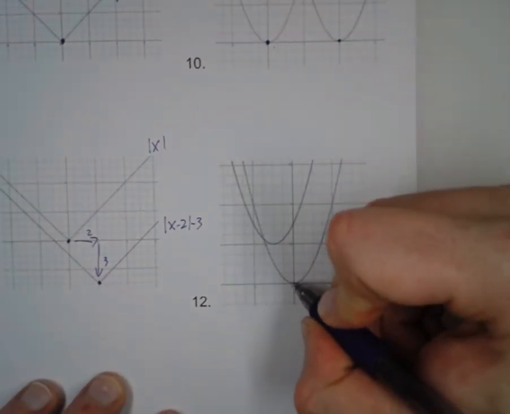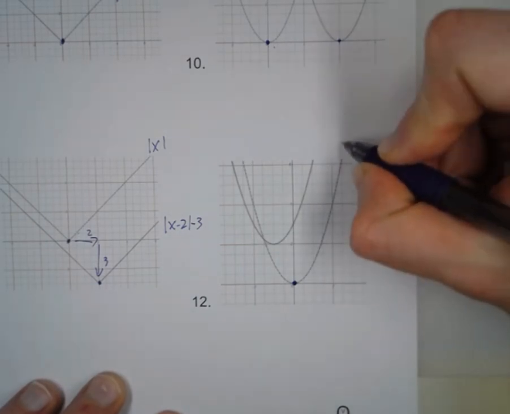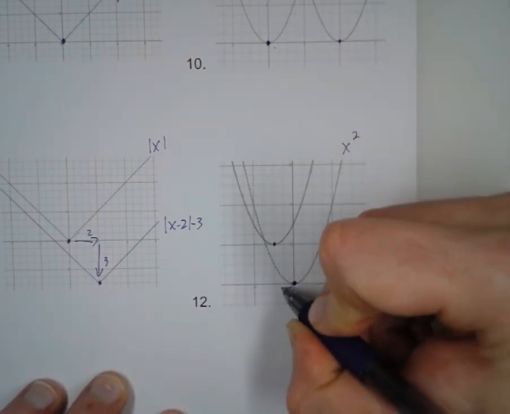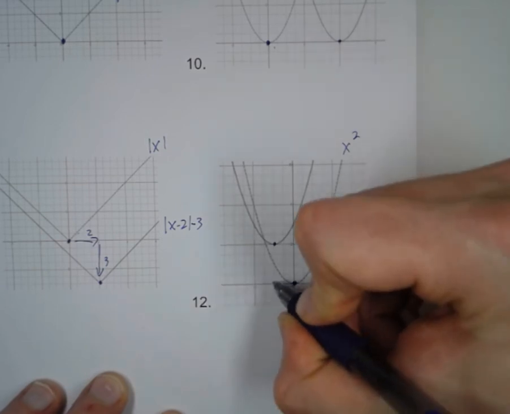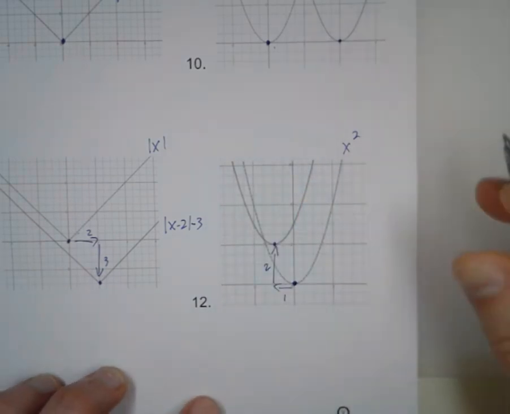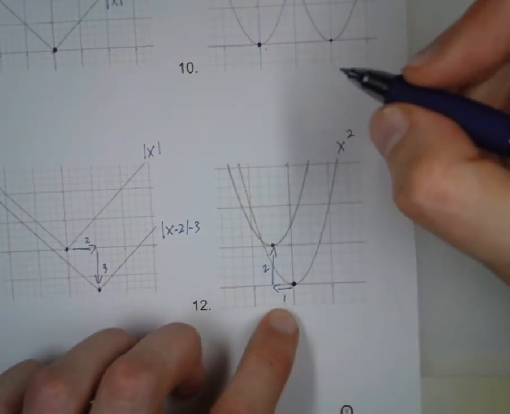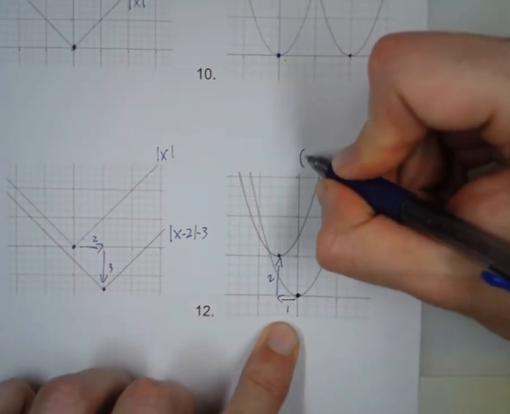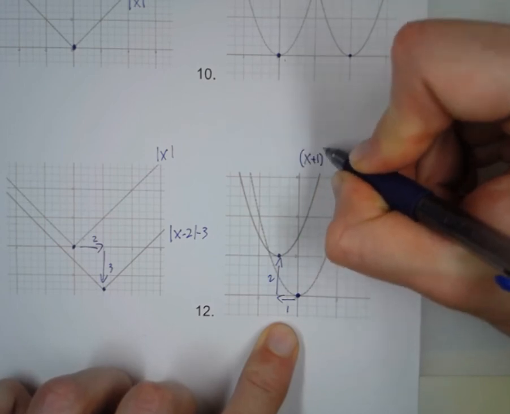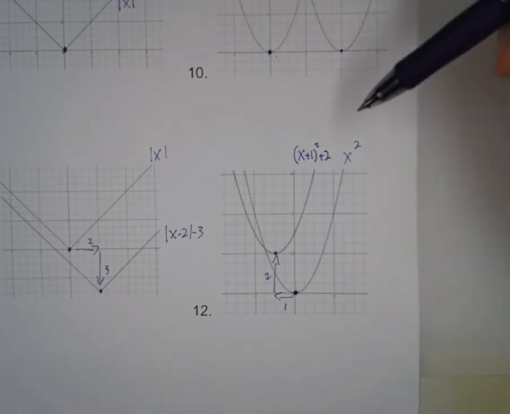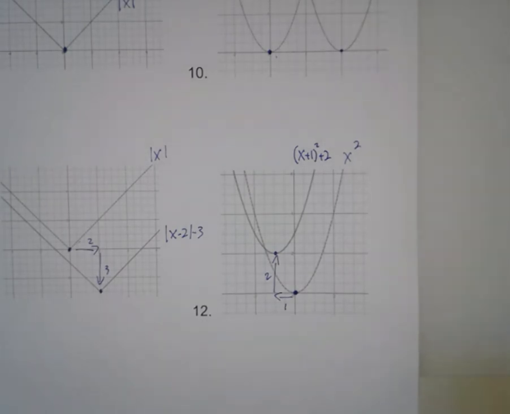And the last one, here I've got x squared again. Now over here, what happened? It moved over 1 space to the left, and it moved up 2 spaces on the y. So that means I'm subtracting 1 from the x, so that means we're going to show the opposite. And then I added 2 to the y. So this is quantity x plus 1 squared plus 2.